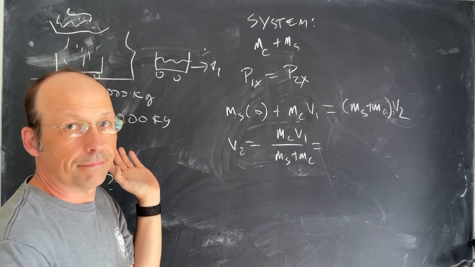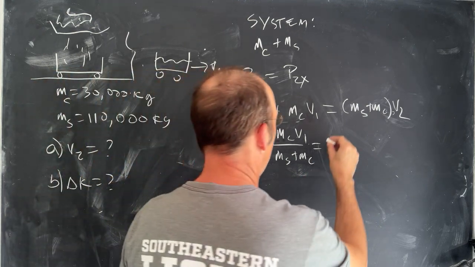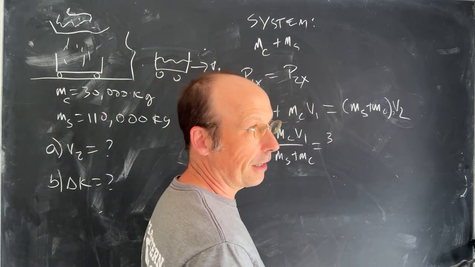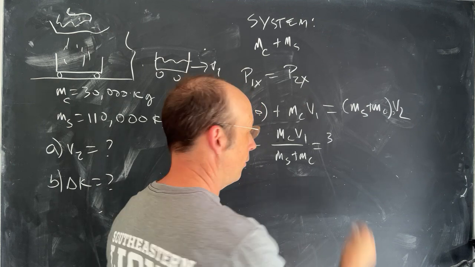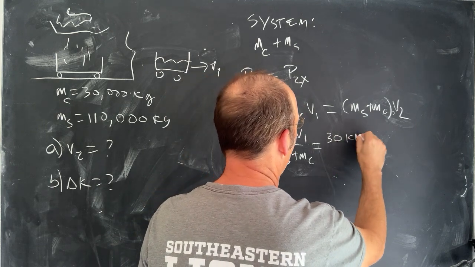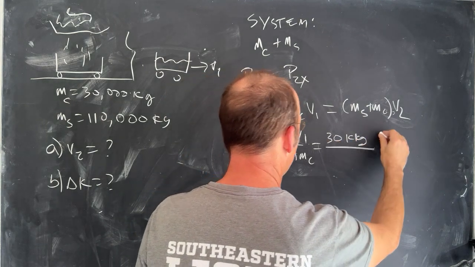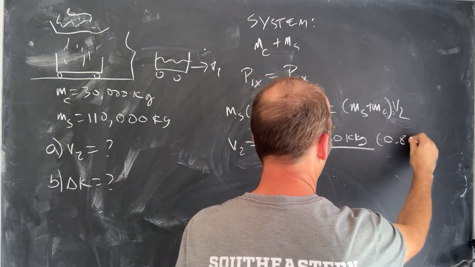It's 30. And it's not going to matter. I'm going to divide by 1,000. So I was going to say kilograms, which it would be kilograms. So it's 30 kilograms divided, and this times V1, 0.85.